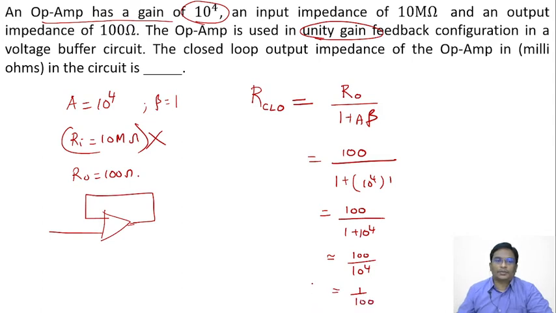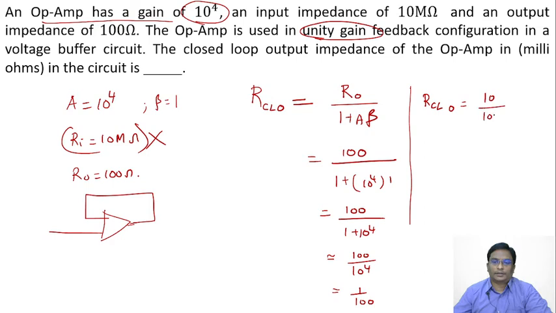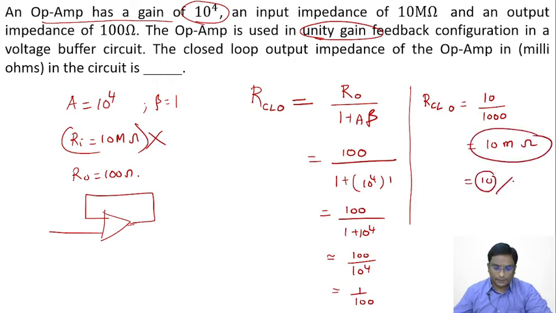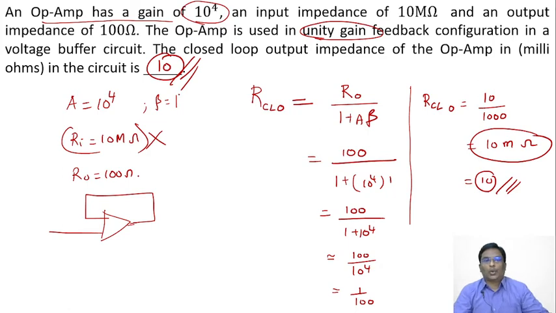The question is asking us to determine the output impedance in milliohms. This is the closed loop output impedance. Multiplying 10 in the numerator and denominator, I write 10 by 1000, which can be written as 10 milliohms. That is the right answer. Since they ask the answer in milli, 10 is the right answer for the given question.